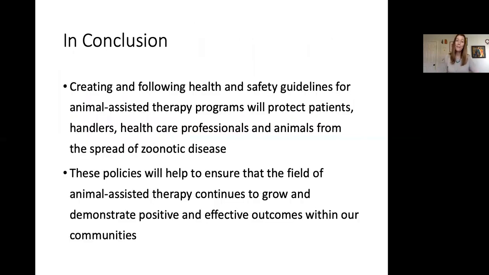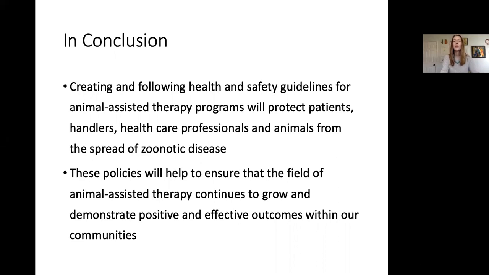Okay. We have come to the end. We have covered a lot of ground. We have talked about the health benefits as well as the health risks of animal-assisted therapy programs. But the bottom line is we have a very profound bond with animals, and they have the ability to help us heal. And that is amazing.